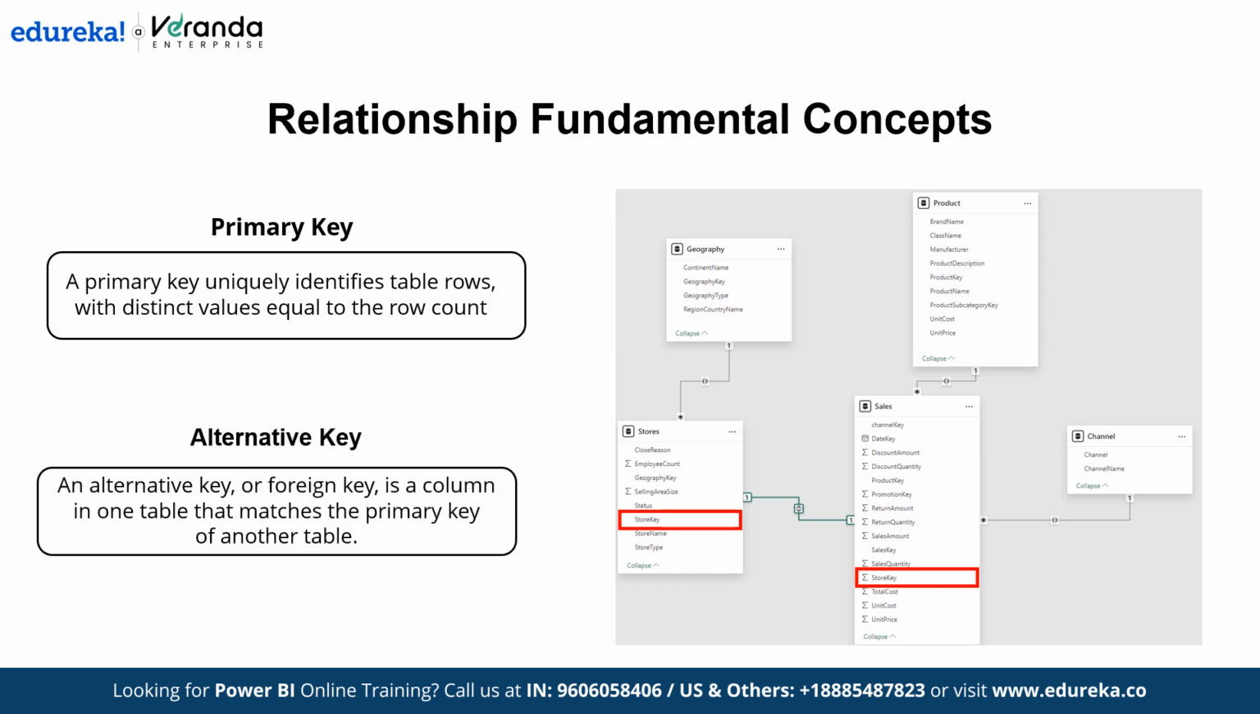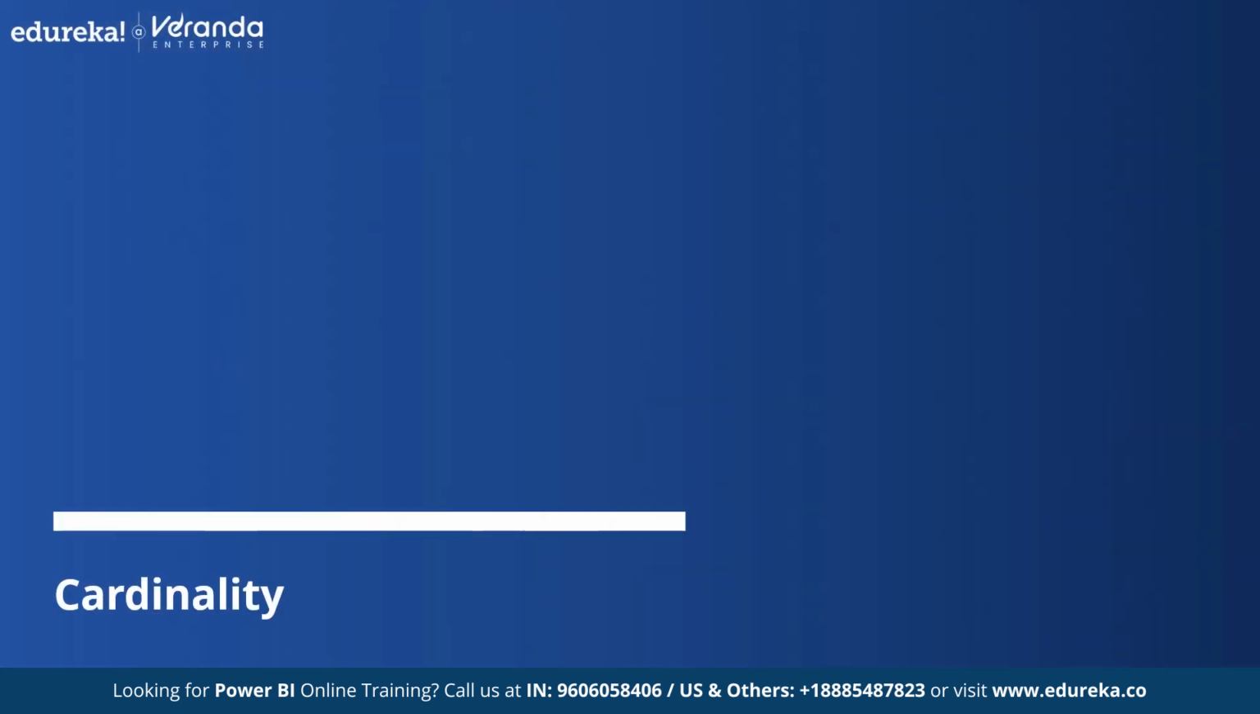Next is the alternative key. An alternative key is also known as a foreign key. It is a column in one table whose values match those in another table's primary key, as shown in the screenshot. Next, let me tell you what cardinality is. Our fact and dimension tables are linked through the primary and alternative keys, but we need to define the relationship further. Each relationship in a model is identified by its cardinality type. It describes the relationship between the number of unique values in one table and the number of unique values in another.